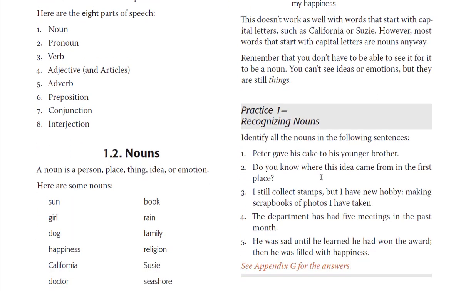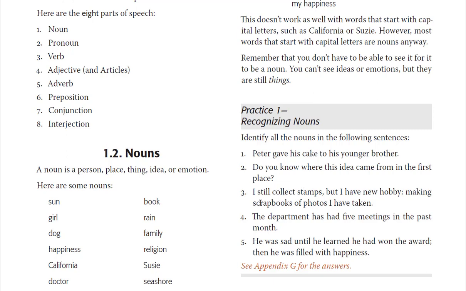So, recognizing nouns. Peter gave his cake to his younger brother. In this case, Peter is a noun. Nouns are used as subjects and objects in a sentence. So here, Peter is a subject, it's a noun. His cake is also a noun, an object.